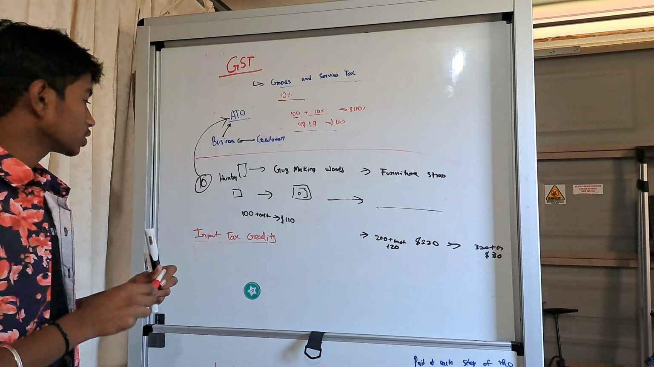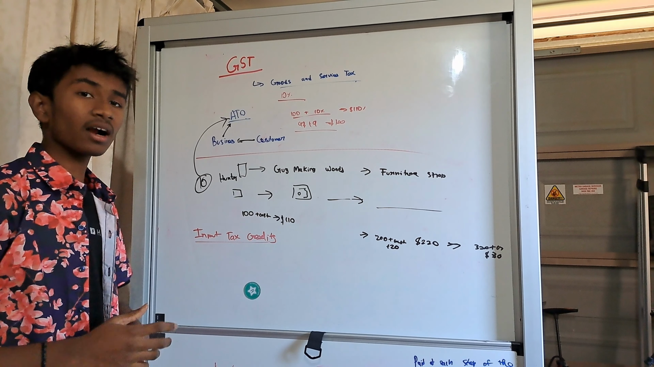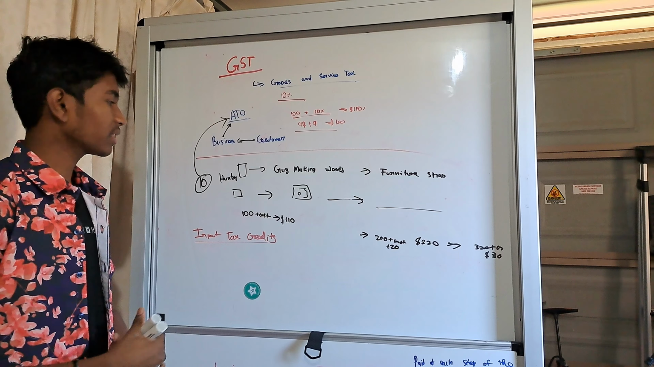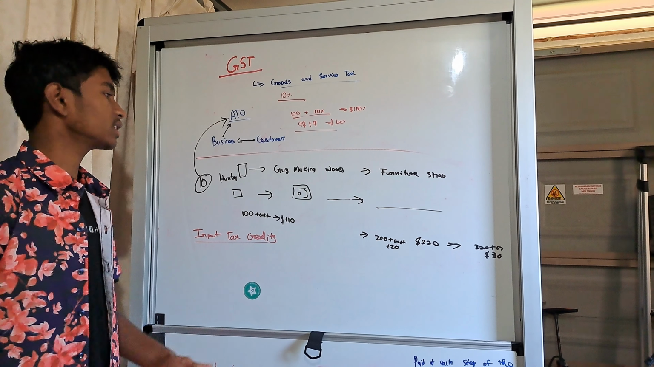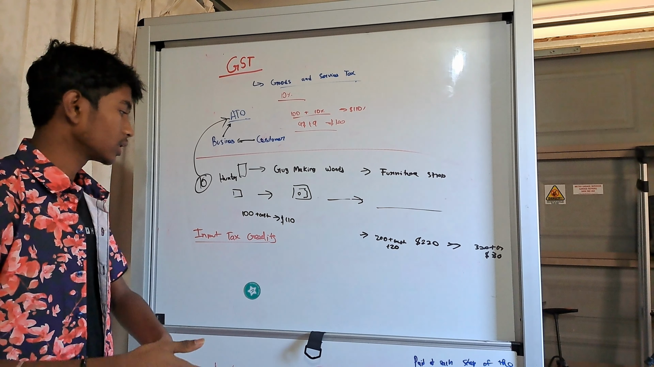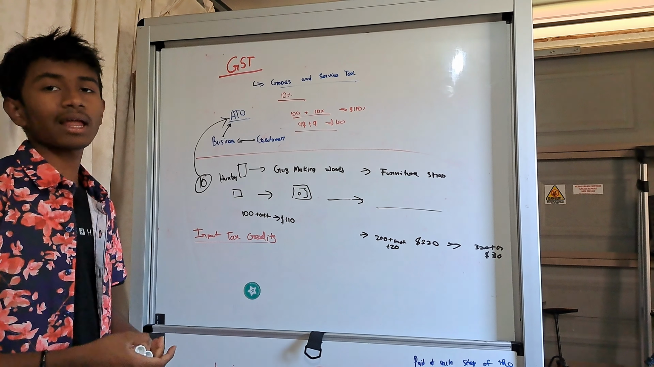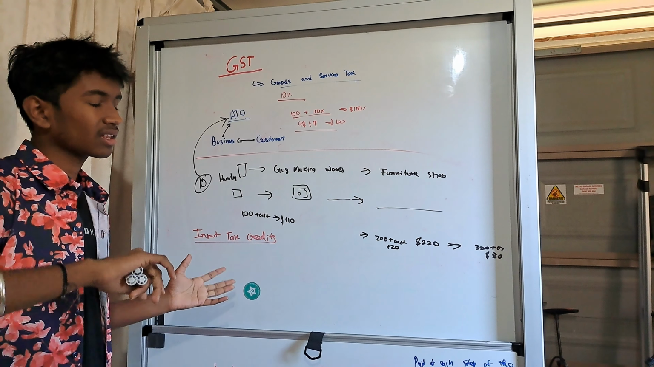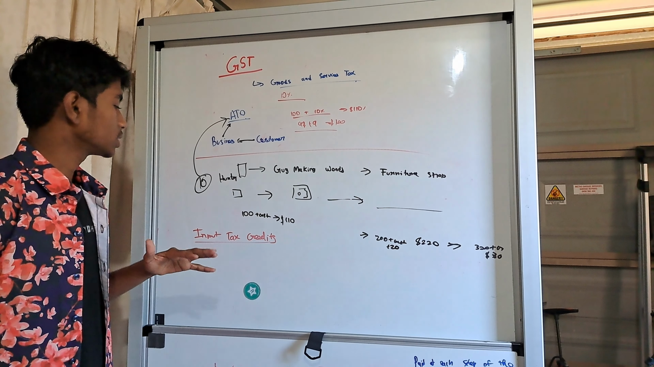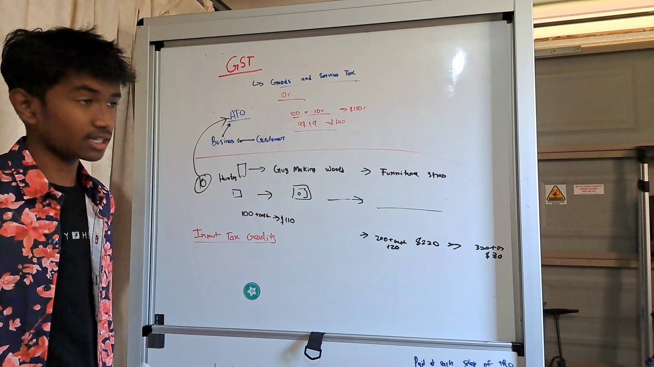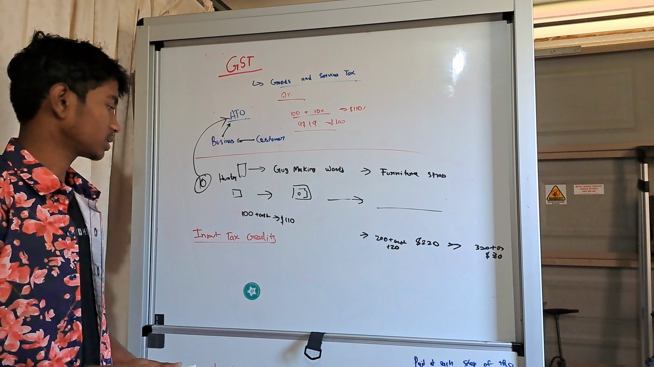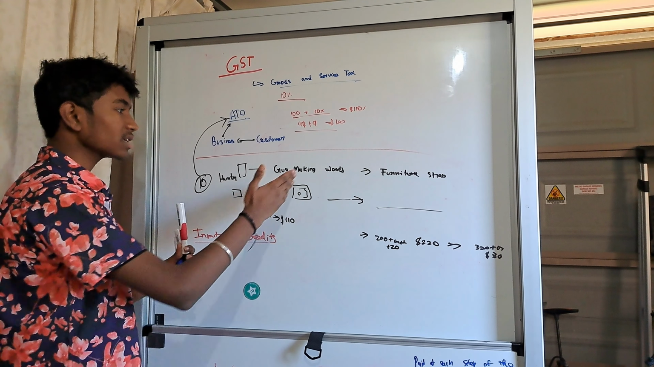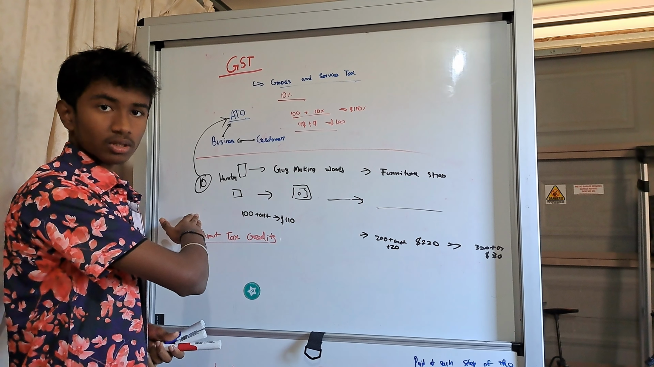Input tax credits. So what input tax credits mean are, these are credits given to business owners to deduct when they're purchasing items or stocks needed to run their businesses. So these are basically like allowances. So basically money that the government kind of gives you so that you don't pay GST, and then only the final consumer pays GST.